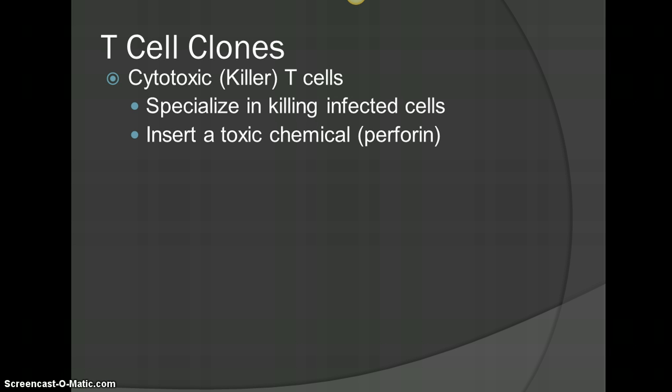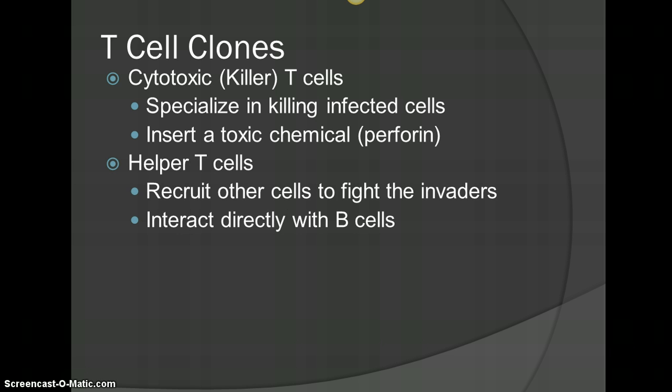And so we have different types of T cells. One is the cytotoxic killer T cells, and they, who would have thought, kill infected cells. They do that again by releasing a toxic chemical called perforin. There's also helper T cells. These are the ones that are recruiting other cells to fight the invaders. They interact directly with those B cells, because remember, those B cells are bringing those antibodies.